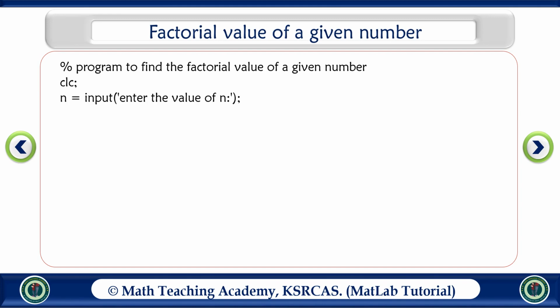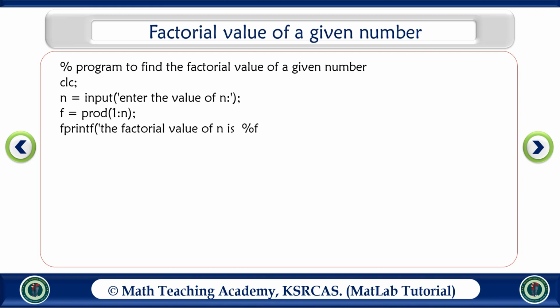And then n is equal to input, enter the value of n. This command displays the text "enter the value of n" on the command window, and then waits for the user to enter some numeric value, and the user entered value is stored in the variable named n. And then f is equal to product of 1 colon n semicolon. This command computes the product from 1 to n and stores it in the variable named f.